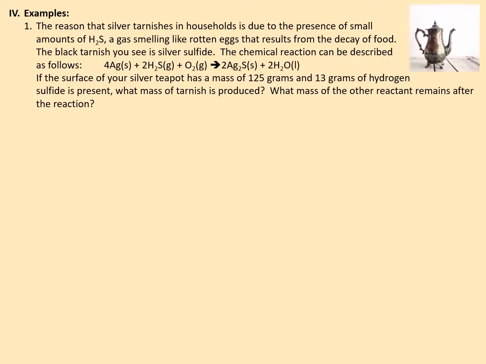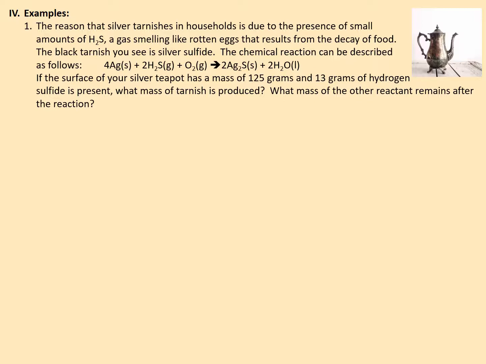So let's take a look at applying this procedure to a couple of examples. In this first example, we're told that the reason that silver tarnishes in households is due to the presence of small amounts of H2S, that is hydrogen sulfide, a gas smelling like rotten eggs that results from the decay of food. The black tarnish you see is a compound called silver sulfide. The chemical reaction can be described as follows. You can take a look at it. I won't read it to you.